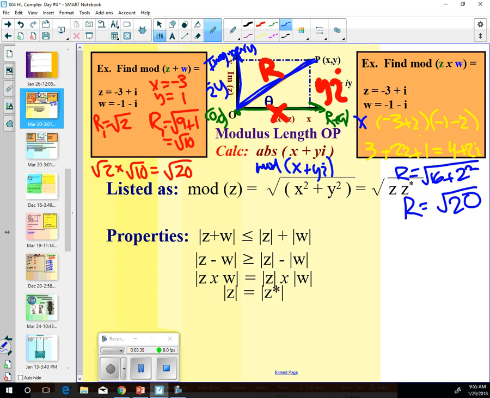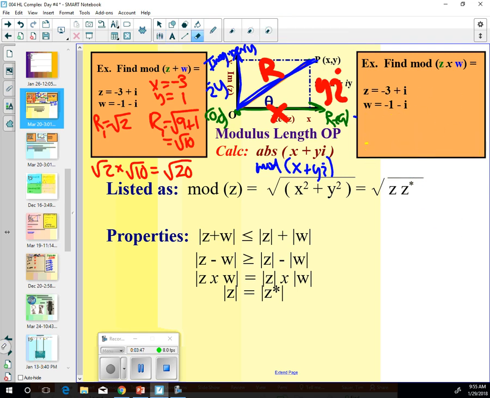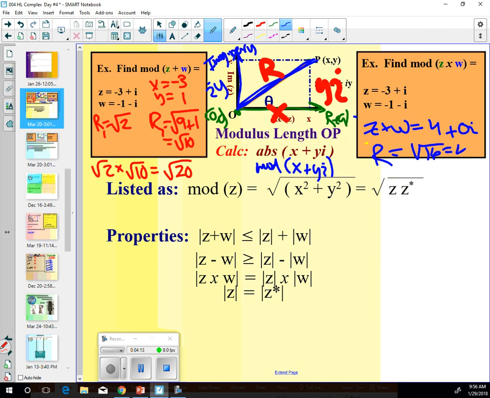That's pretty cool. What if I added these? So I'm going to go z plus w. -3 plus -1 is -4. i minus i is what? 0i. Yep. So what's the magnitude or the modulus of this? 4 squared plus 0 squared is square root of 16, which is 4.